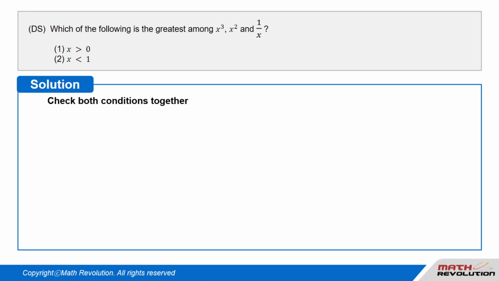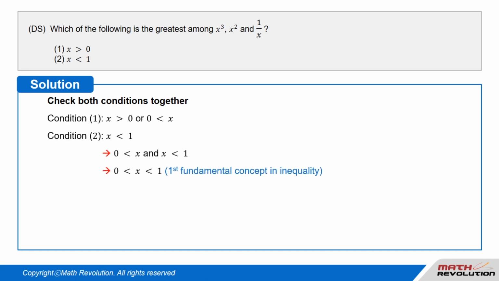Let us take a look at conditions 1 and 2 together. Condition 1 gives x is greater than 0, or 0 is smaller than x. And condition 2 gives x is smaller than 1. By the first fundamental concept in inequality, 0 is smaller than x and x is smaller than 1 means 0 is smaller than x, which is smaller than 1. Therefore, combining conditions 1 and 2 tells us that 1 over x is the greatest amongst x cubed, x squared, and 1 over x.